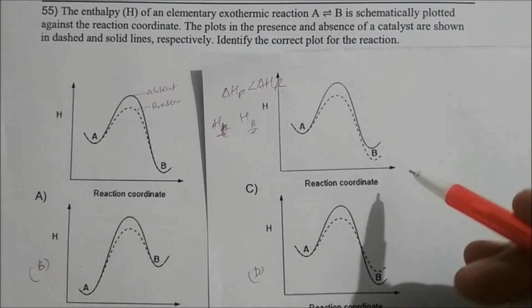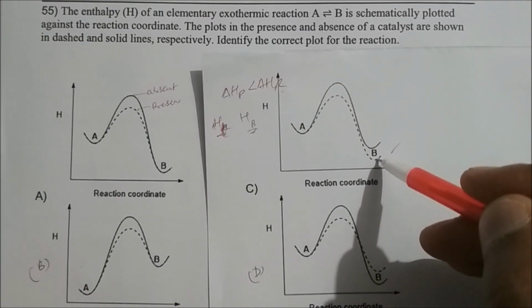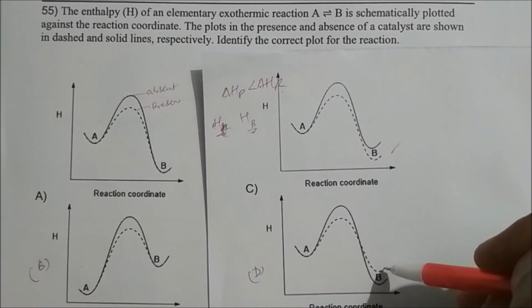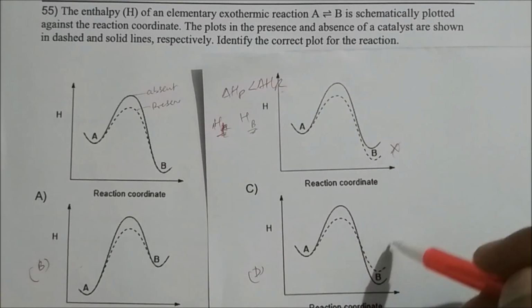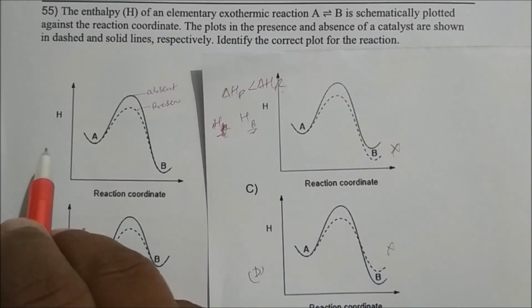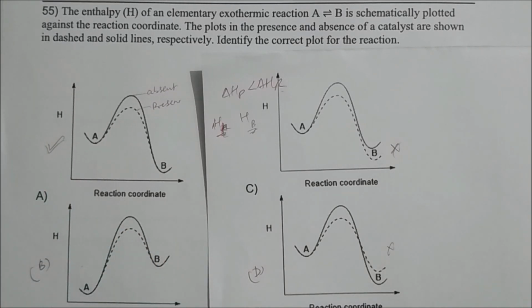In that case, in the other diagrams the dashed line is increasing, which you can see here. So this is also incorrect, and this is also incorrect. So only one option is left, that is A, the correct answer.